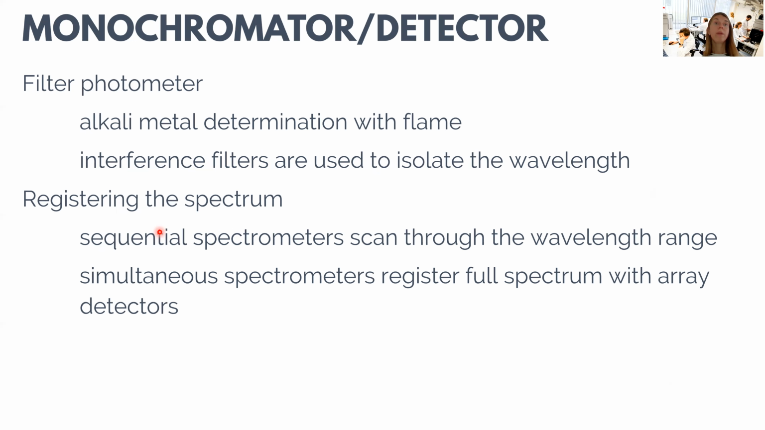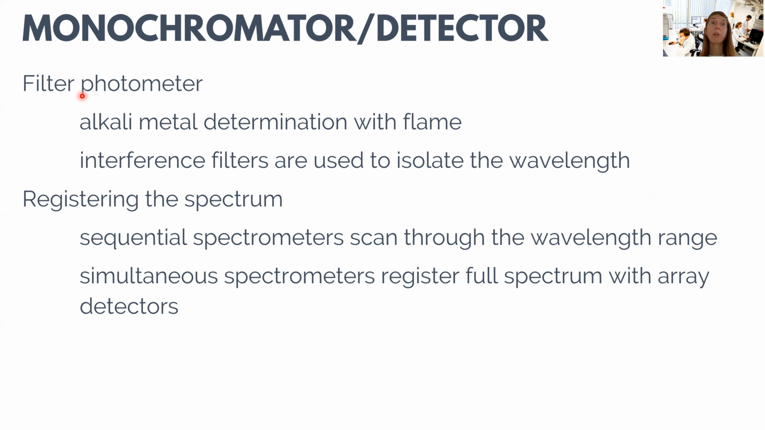So now when we have the atoms excited and we are also having them on the excited state, they are returning to the ground state and emitting light. We also need to catch this light and get some kind of signal out of it. And for this, we use monochromator detector systems. The simplest ones are actually filter photometers, and these are used then for alkali metal determinations in the flame.